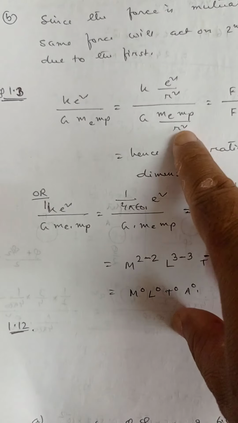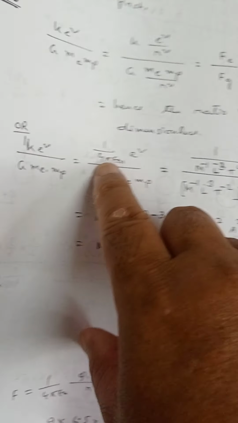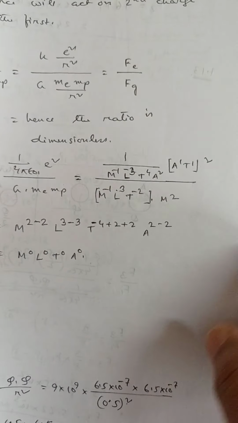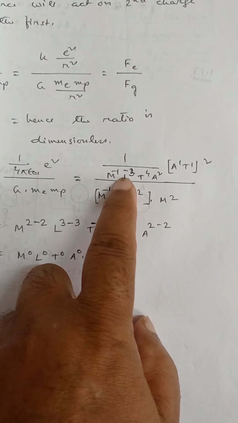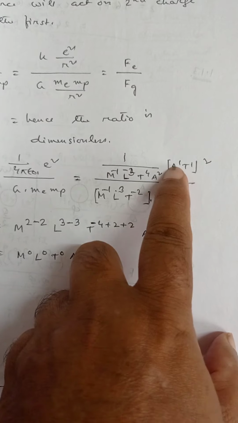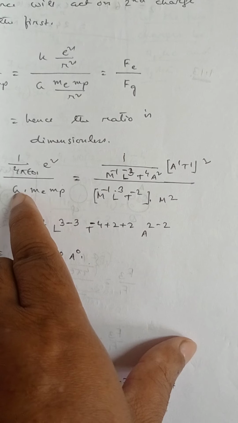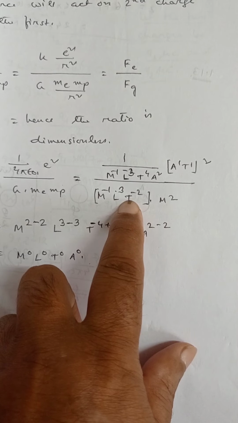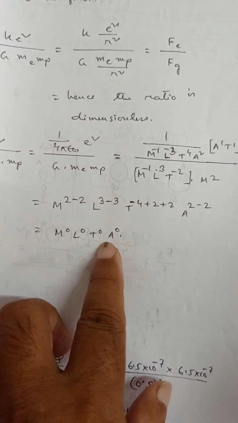Or instead of doing it this way, we may do it in this way also. k e square by G m_e m_p, where k means 1 by 4 pi epsilon 0. Here 4 pi is a constant, it has no dimension. What is the dimension of epsilon 0? This is the dimension of epsilon 0. e means charge. What is the dimension of charge? A1 T1, and it is squared, therefore the whole square. What is capital G, the universal gravitational constant? Its dimension is M to the power minus 1 L cube T to the power minus 2, and m_e m_p is M square. If I do this, then it is again found to be dimensionless.